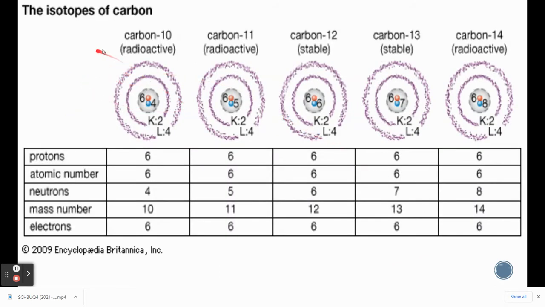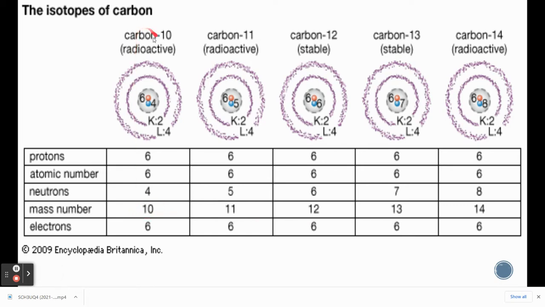Here we can see isotopes of carbon. If you look at the data table, you'll see that all these isotopes of carbon all have 6 protons because they're all, at the end of the day, carbon. Protons determine the identity of the element. Their atomic number is all 6. Their electrons, assuming they're neutral, would all be 6 as well. But where they differ is their mass.